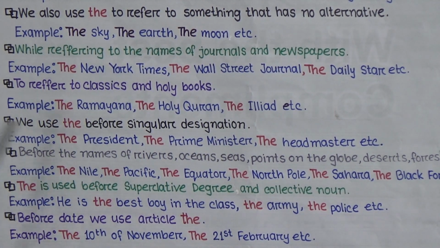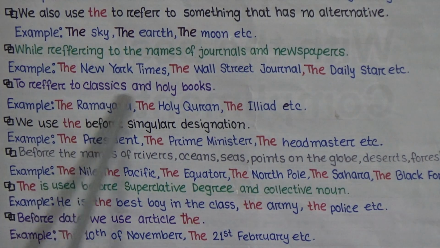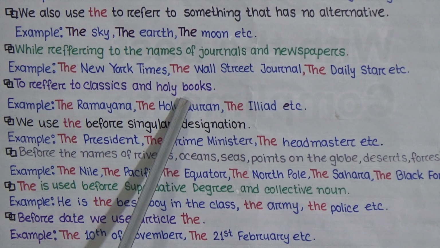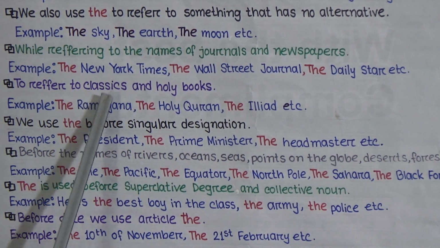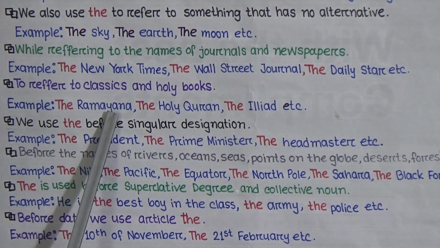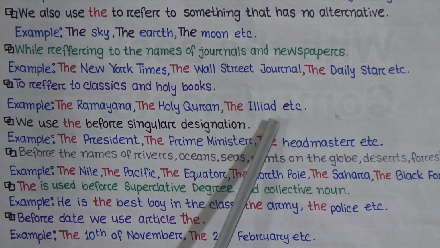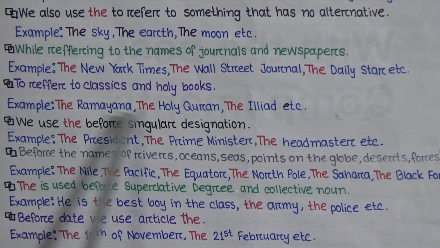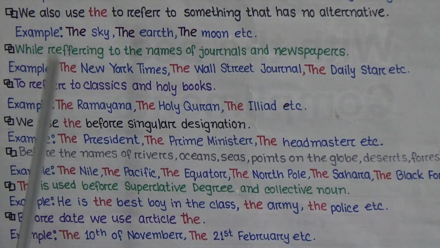And rule number 4, to refer to classics and holy books, we have to use the. Article the must be used to refer to the classics and holy books. For example, we can say the Ramayana, the Holy Quran, the Iliad. So before these words we have to use article the.